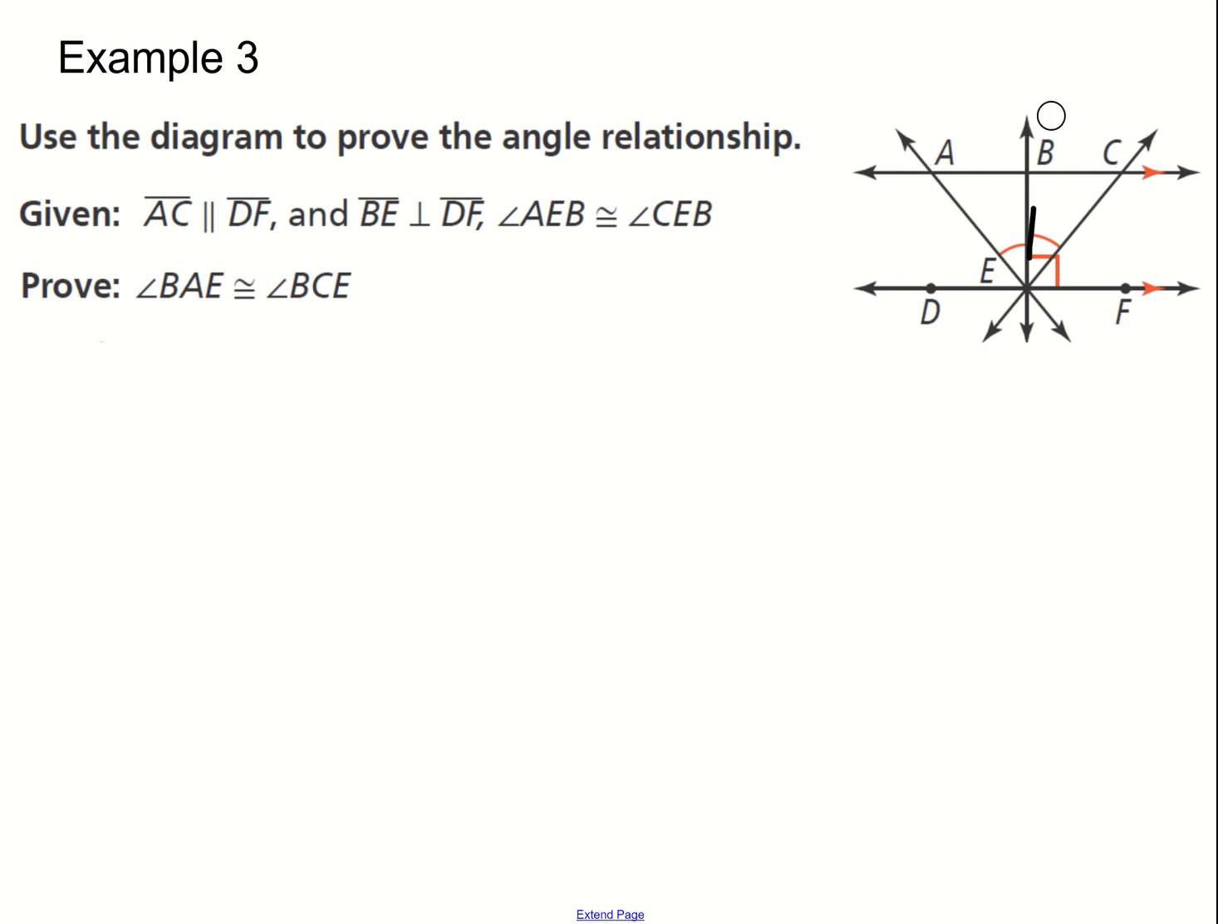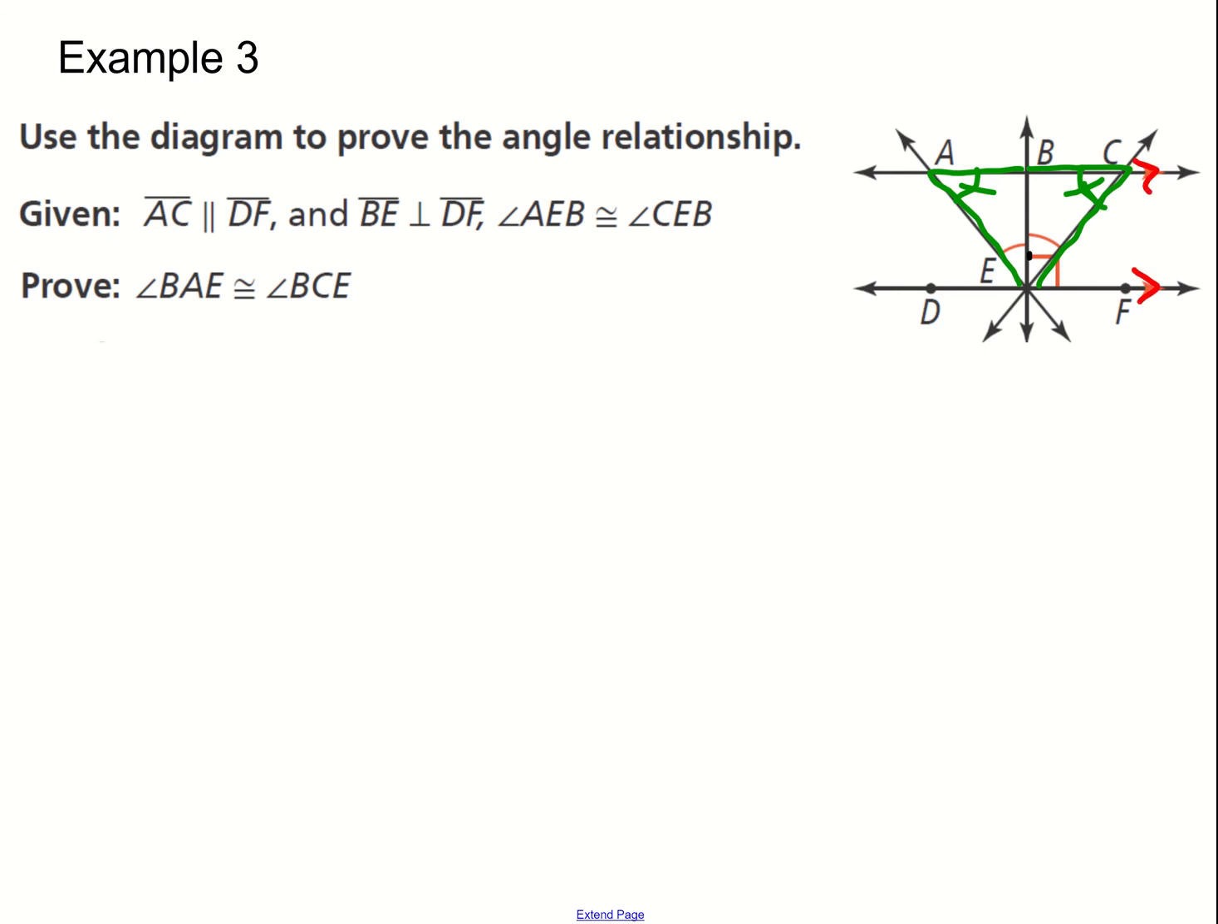So we want to prove, let's use another color, angle BAE is congruent to angle BCE. So basically we want to show that those two angles are the same. And they give us that AC is parallel to DF. So we know that these two lines are parallel.